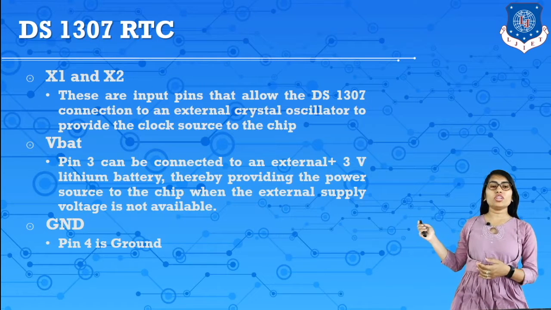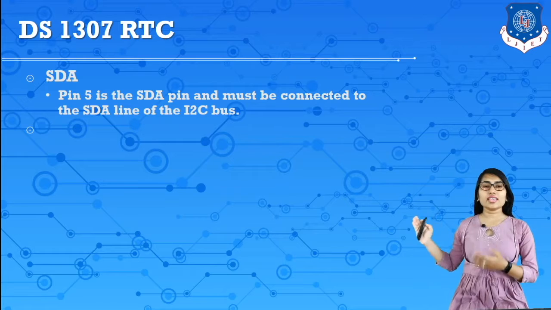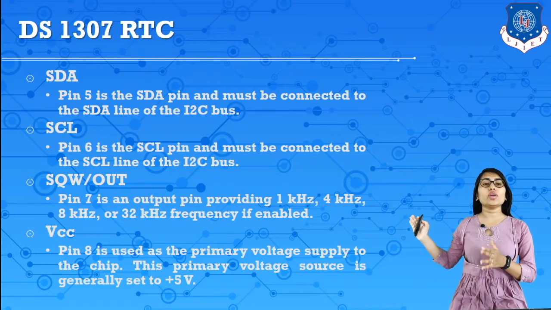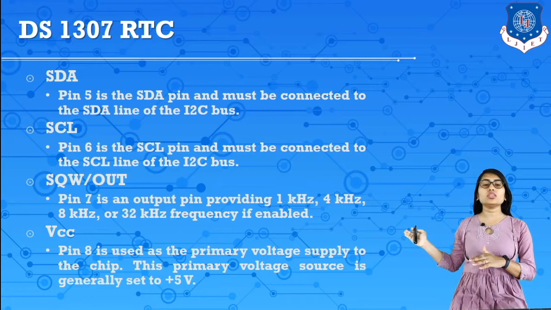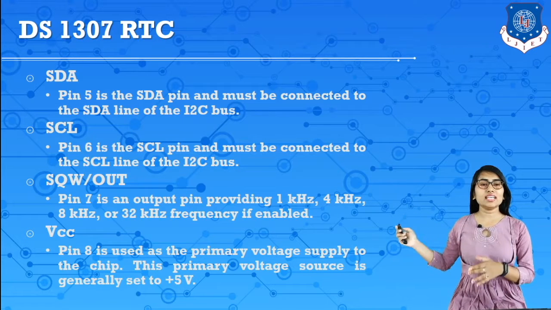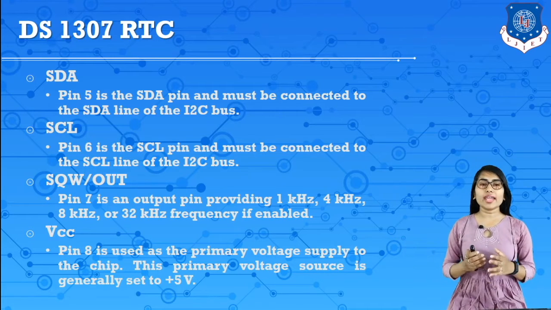Then ground, pin 4, is the ground. Then the next pin is SDA. Pin 5 is SDA and it must be connected to the SDA line of the I2C bus, for data transfer. Then SCL. Pin 6 is the SCL pin and it must be connected to the SCL line of the I2C bus.